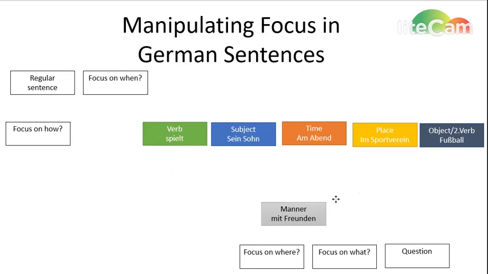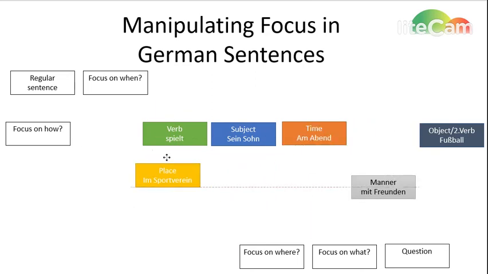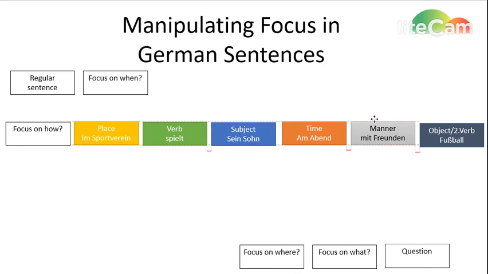So let's take the manner out, move that back here, move the place into first position. Notice you haven't done anything with the verb or the subject. They've remained as they are. So you have place, verb, subject, time, manner, and then the object or the second verb.